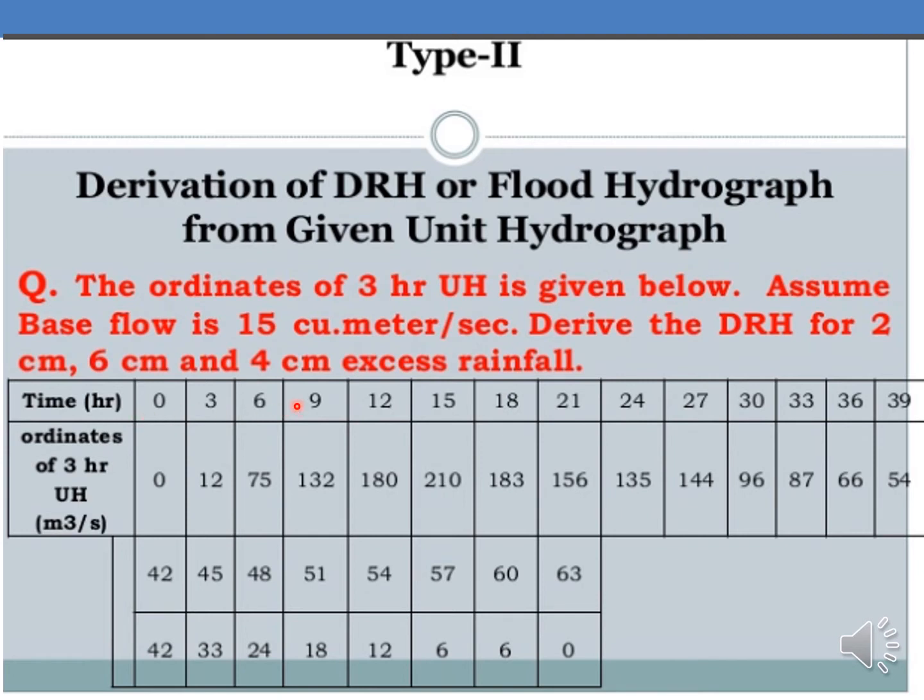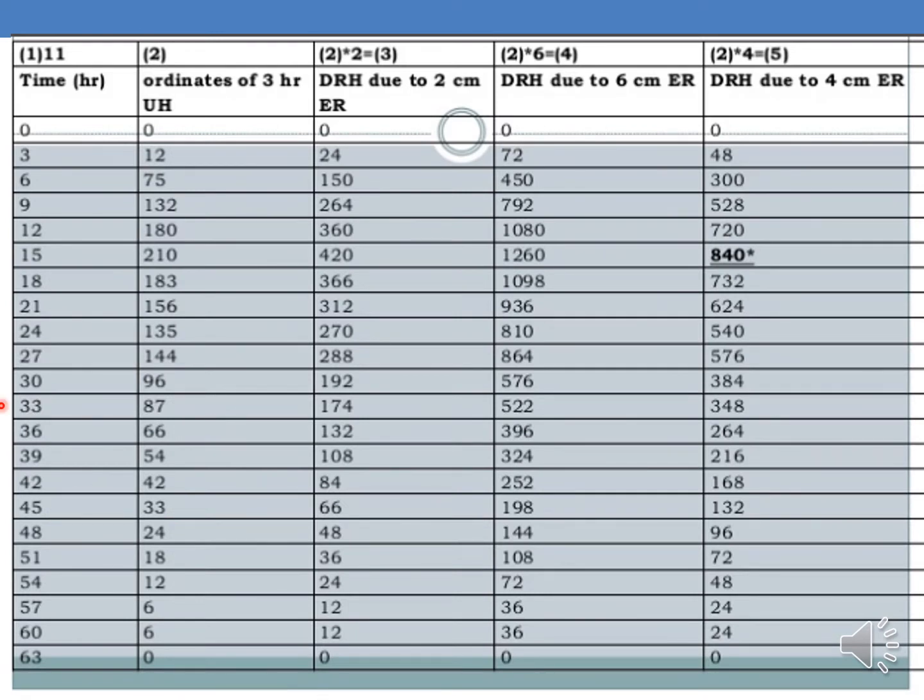So here the time is 0, 3, 6, 9, 12, 15, 18, 21, 24, 27, 30, 33, 36, 39, 42. So like that the time interval is given, and corresponding unit hydrograph reading is also given. So the first column is for time and the second column is for unit ordinate of 3-hour unit hydrograph. You are asked to find out direct runoff hydrograph of 2 centimeter.